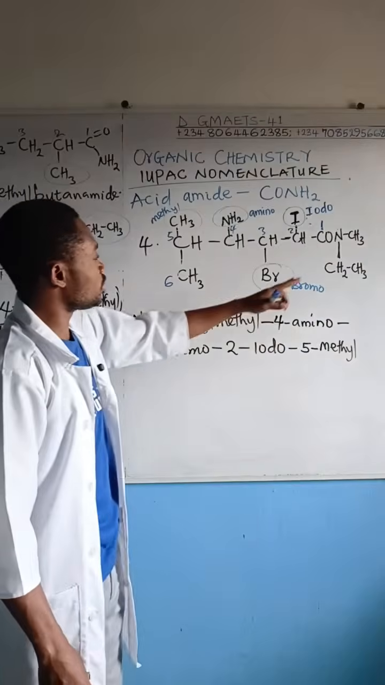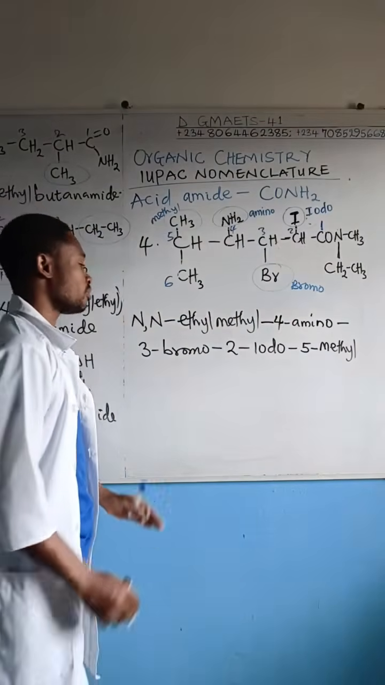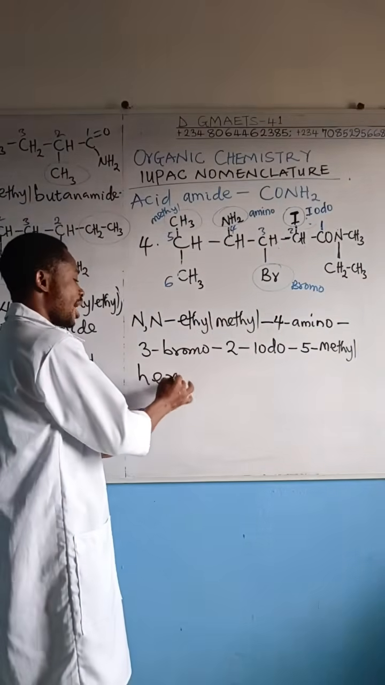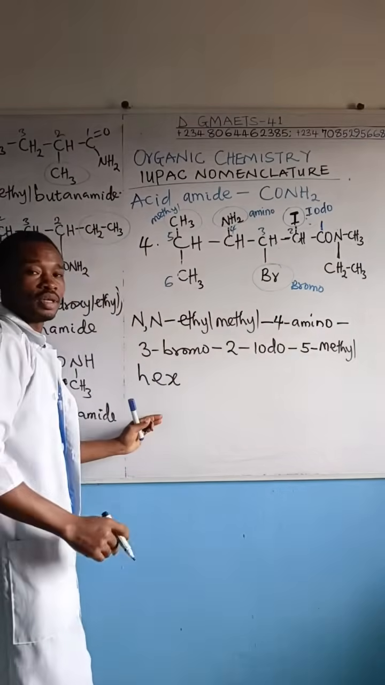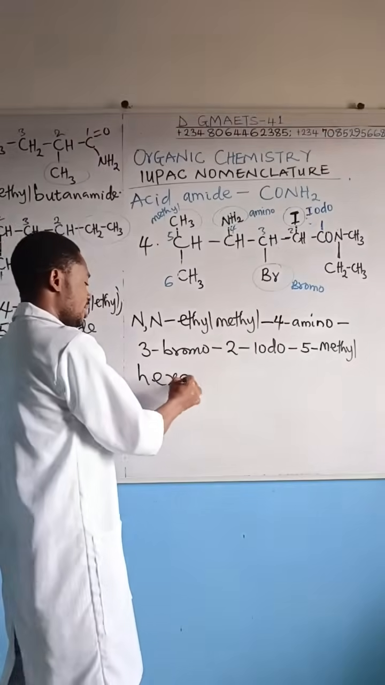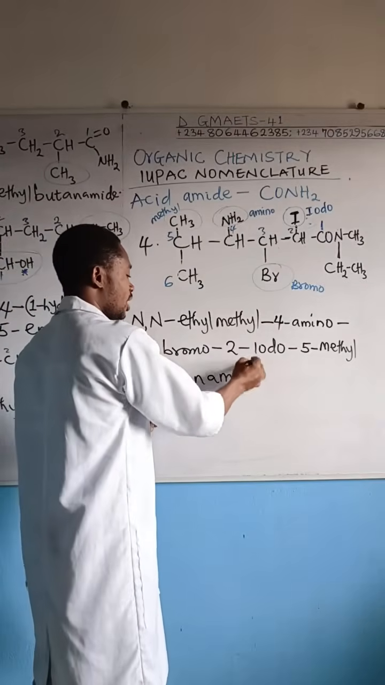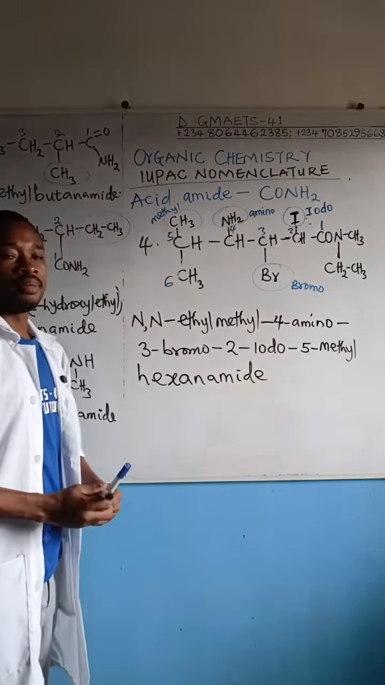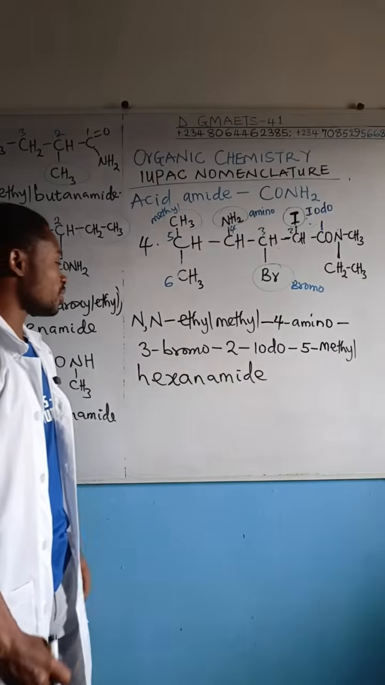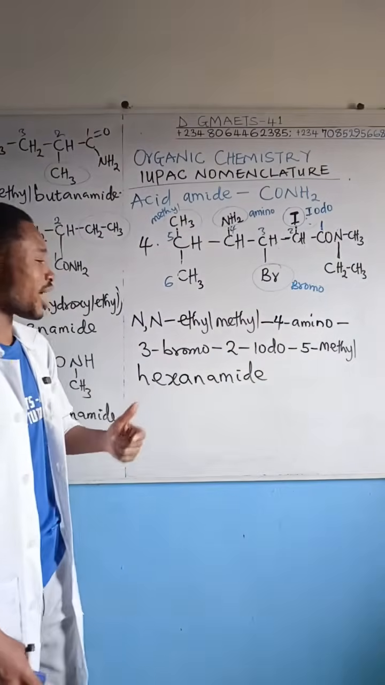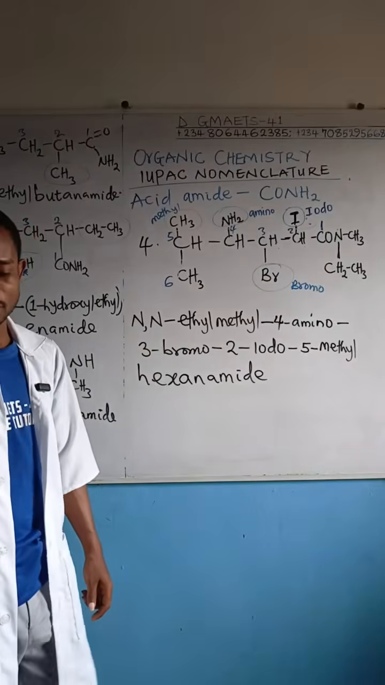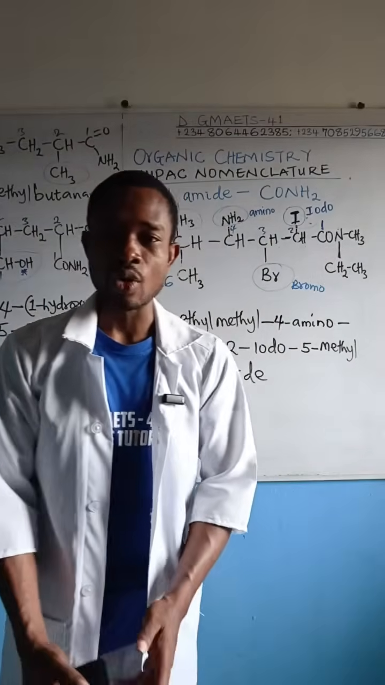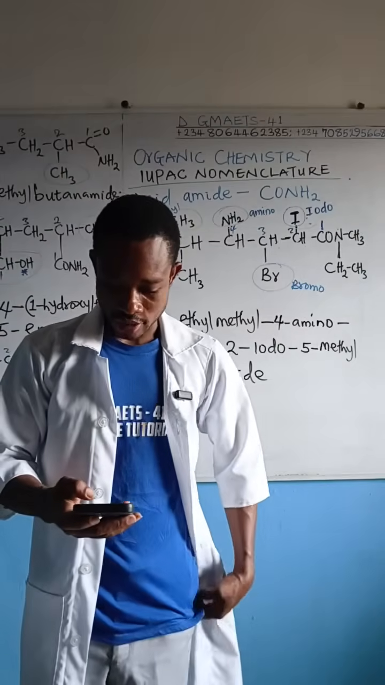So the longest carbon chain is what? 6 carbon atoms. That 6 carbon atom is hex. Now there is no double bond in the carbon skeleton. Everything is single bond. So it is alkanamide. Hexanamide. That's the name of this structure. N-ethyl-N-methyl 4-amino 3-bromo 2-iodo 5-methyl hexanamide. This is cool. And of course, this is how we come to the end of our class today.